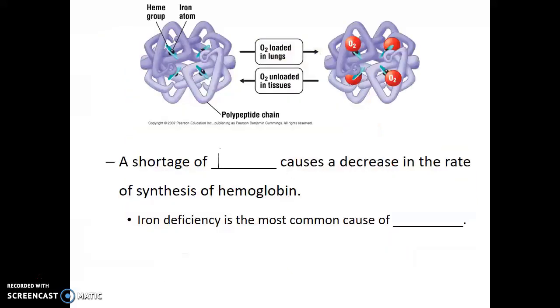A shortage of iron causes a decrease in the rate of synthesis of hemoglobin. Iron deficiency is the most common cause of anemia.